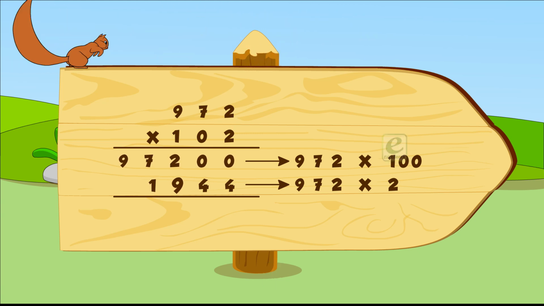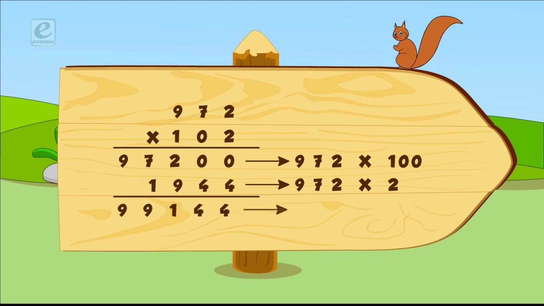Now add 97,200 and 1944, which is equal to 99,144.